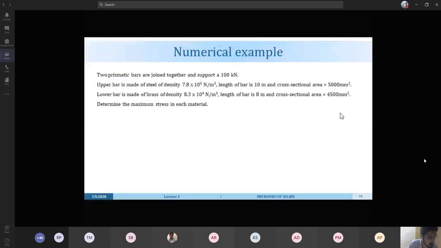So I will just draw the figure. This is steel, the top part, and the bottom part is the brass, and the load applied is 100 kilonewton. We need to find the maximum stress in each material.